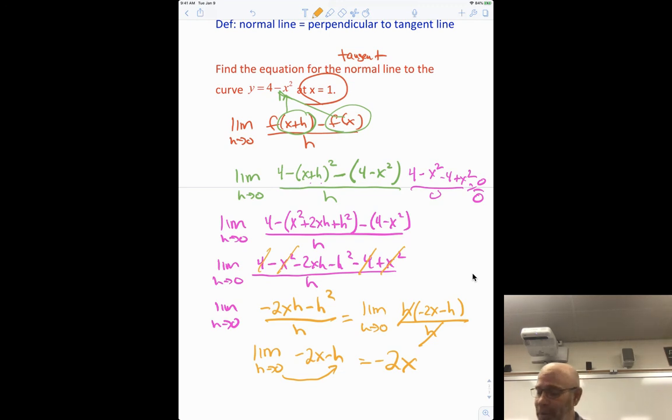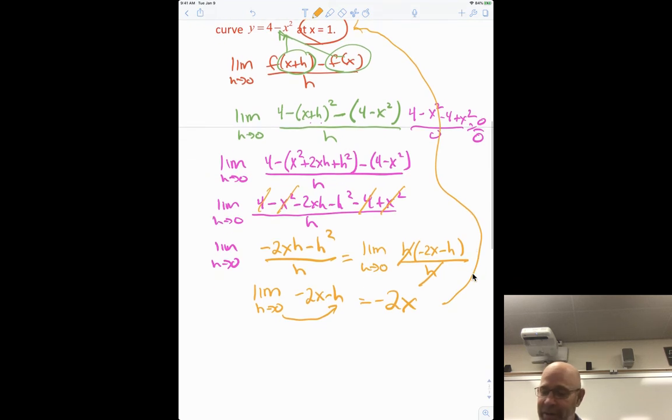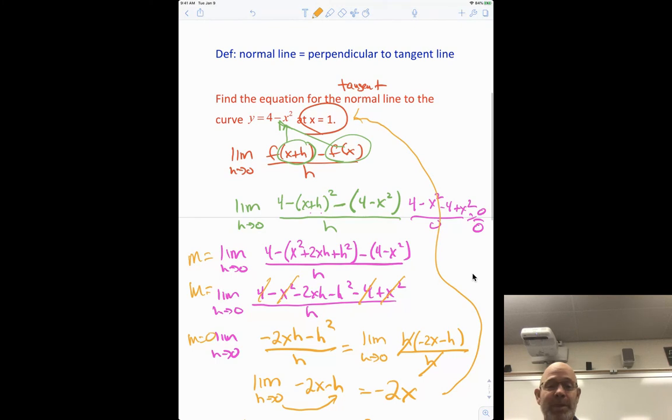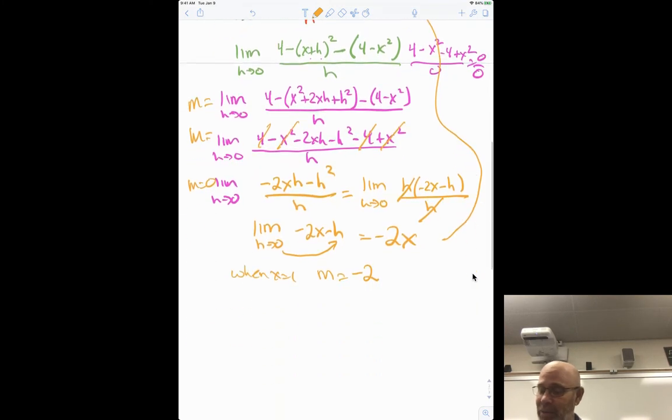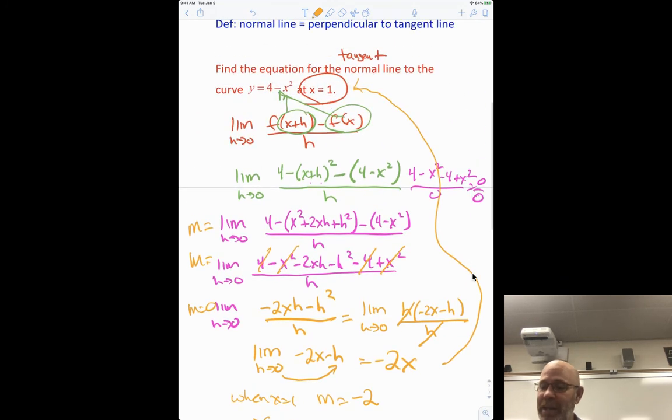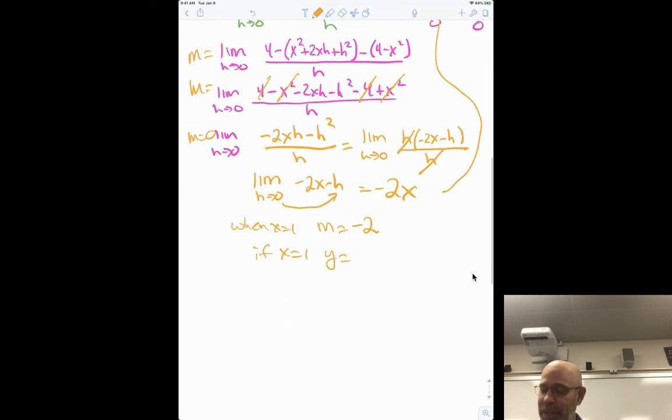But remember the original problem, back all the way to here, was to find the equation of the tangent or normal line, which in a second, at x equals 1. So I come back to here, and when x equals 1, the slope, because remember all of this was slope, equals negative 2. Now I have the slope of the tangent line. I did ask for the equation, remember, not just the slope. So if x equals 1, we're just going to find y by plugging into my original function, which is 4 minus 1, which is 3.